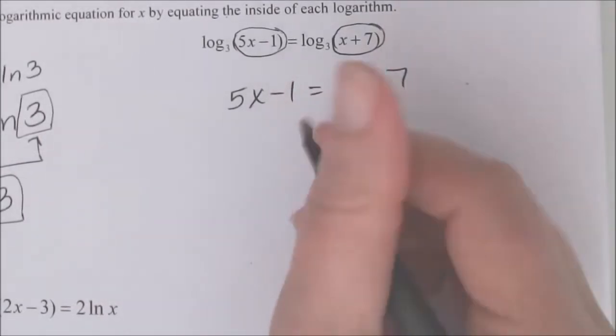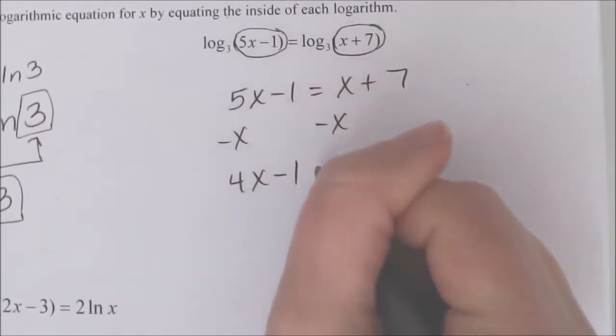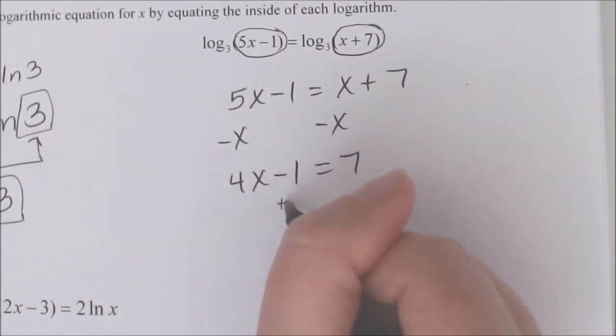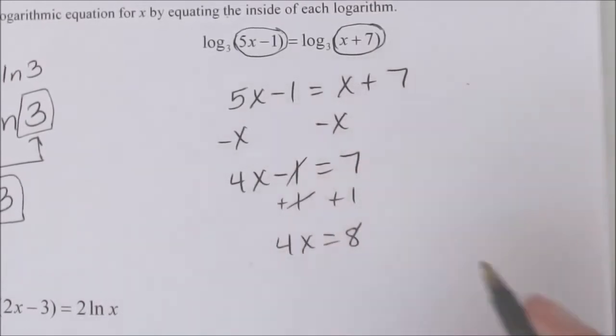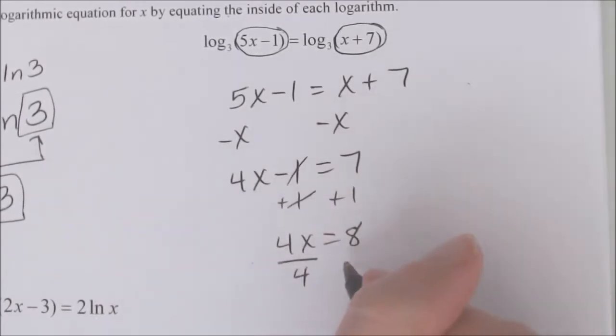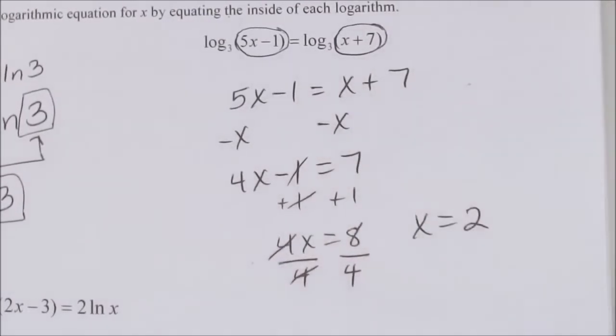I'm going to solve the equation from there. So I need to get the x's on one side. Let's subtract the x. So I get 4x minus 1 equals 7. Add 1 to both sides, and I get 4x equals 8. Divide by 4, and I get a value for x of x equals 2.